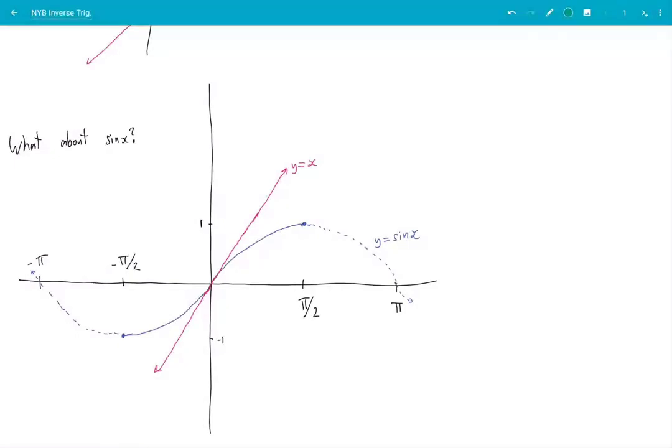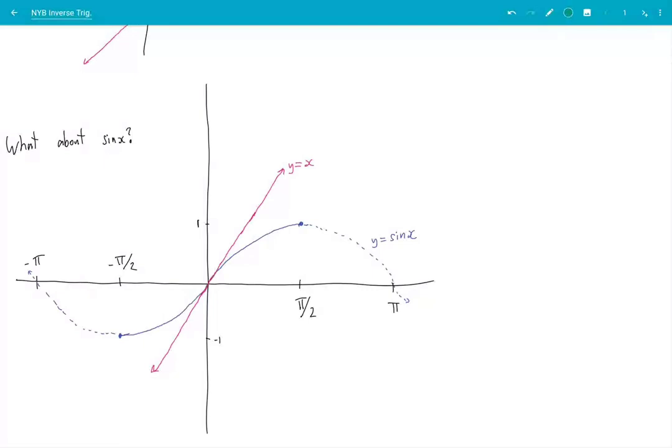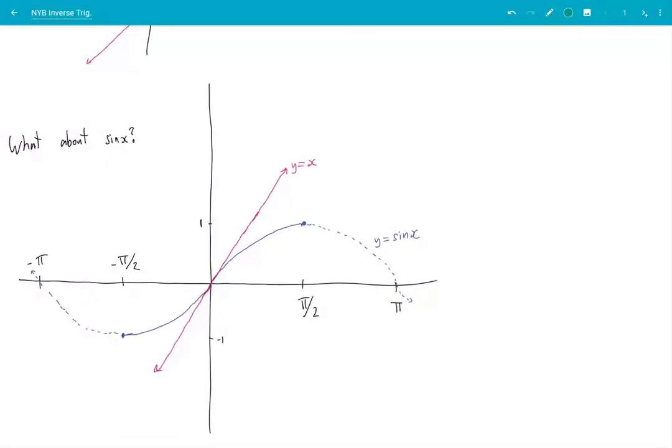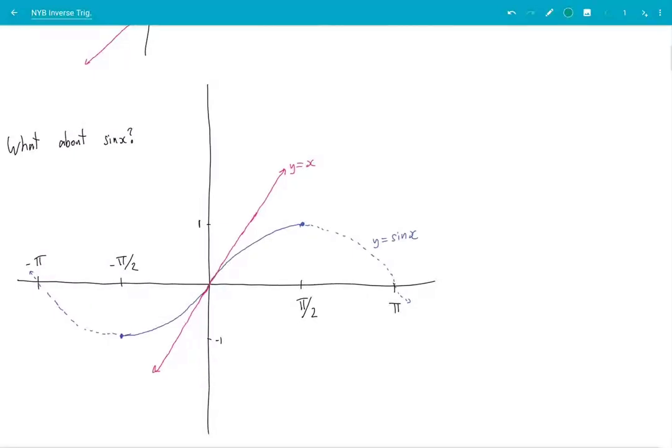Now, when I do this reflection, I'll give you a better picture below. I'll be getting something that looks sort of like this. Something like this, and then down like this, maybe.